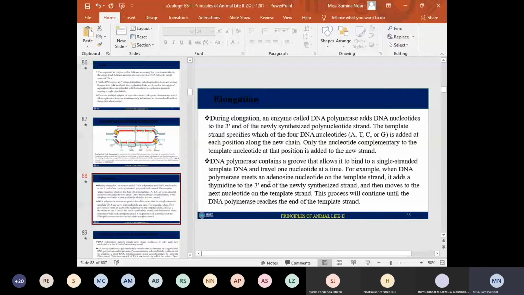So during elongation, the DNA polymerase causes the addition of nucleotides along the already existing polynucleotide strand. DNA polymerase contains a groove-like structure. This groove allows the DNA polymerase to bind to a single-stranded template DNA and travel one nucleotide at a time.